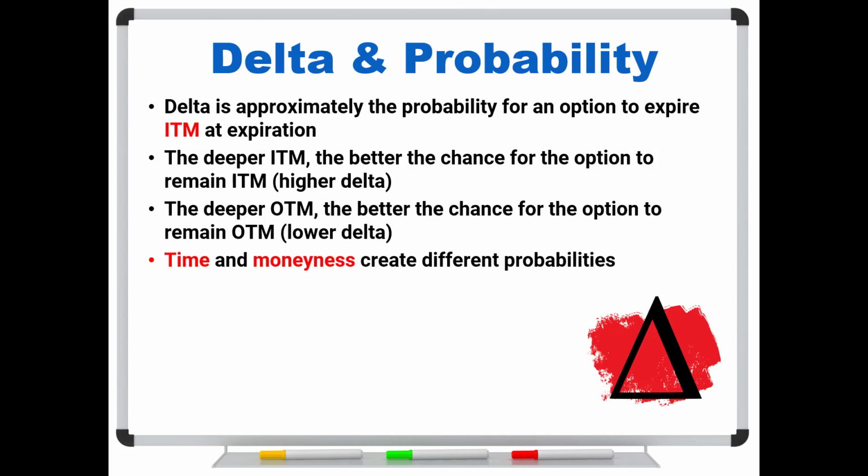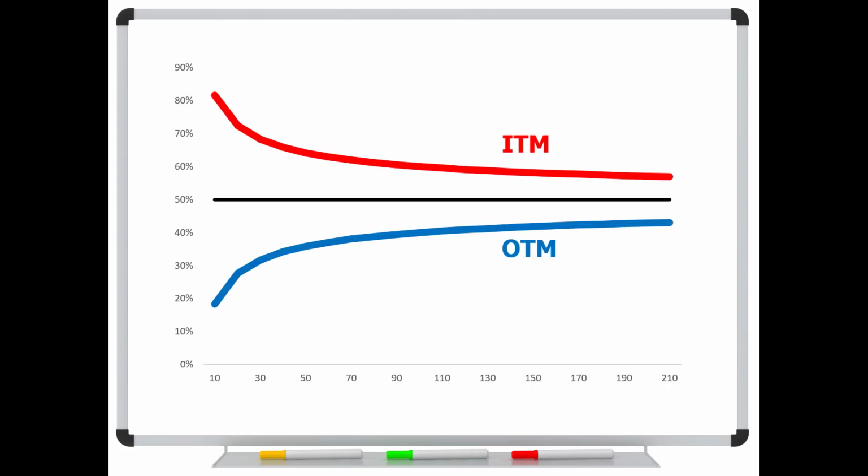So remember that time and moneyness create different probabilities. Moneyness, again, is this generic term for an option's strike relative to the stock price. In, at, and out of the money are individual terms of this idea of moneyness. So now let's take a look at the in-the-money options and the out-of-the-money options.